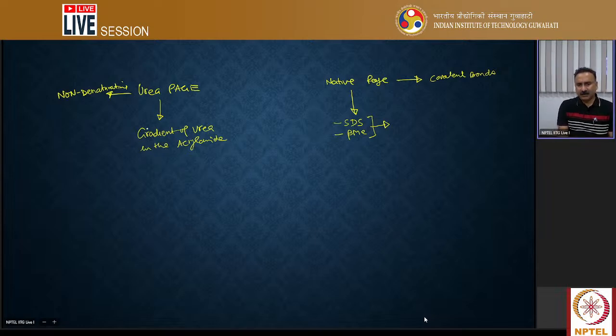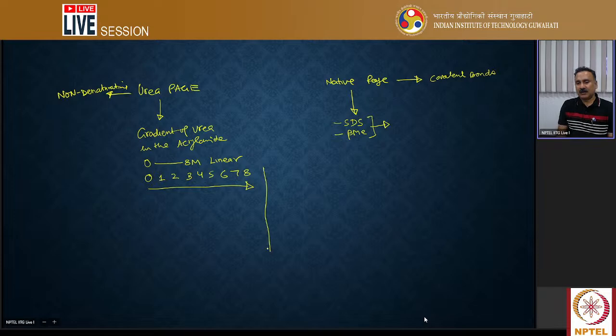Regarding the urea page, you are going to have the gradient of urea. You can have the step gradient or the linear gradient, which means you can have a 0 to 8 molar linear gradient, or a step gradient, where well number 1 is 0, well number 2 could be 1 molar, 2 molar, 3 molar, 4 molar, 5, 6, 7, 8. It can go in this direction, or it can go in this direction.